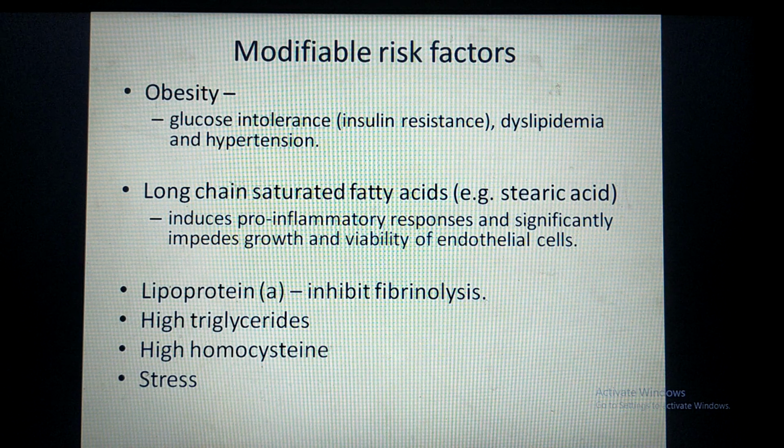High triglyceride levels mean presence of high neutral fats in the body. Then high homocysteine levels. Homocysteine is formed during the metabolism of methionine. This homocysteine directly damages the endothelial cell if its level is increased, leading to the process of atherosclerosis. Stress is also an important cause of atherosclerosis. During stress, the stress hormones are synthesized. These stress hormones increase the blood pressure, which damages the endothelial cells. So these are some modifiable risk factors of atherosclerosis.